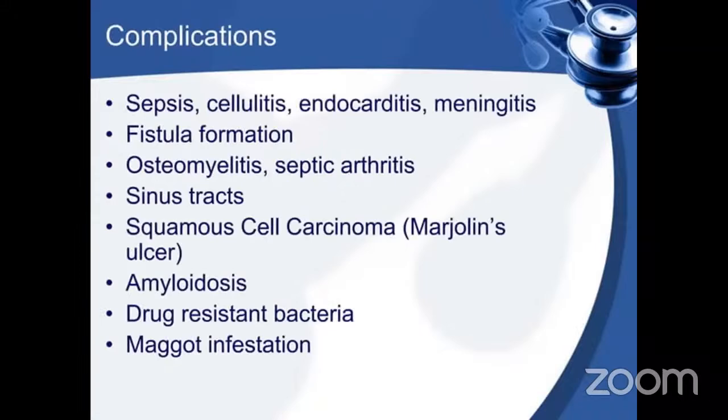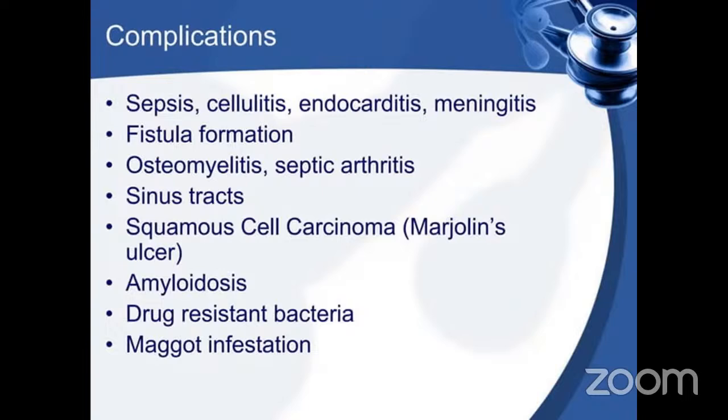Complications of the pressure ulcers are sepsis, cellulitis, endocarditis, meningitis, because these are the foci from where the infection can travel to the heart, to the brain, to the meninges, fistula formation, osteomyelitis, inflammation or infection of the bony parenchyma, septic arthritis, sinus tracts, squamous cell carcinoma. As we discussed, the marginal ulcers, the prolonged skin ulcers can convert into squamous cell if we can't treat them. These are called marginal ulcer, amyloidosis, drug-resistant bacteria, and in the last, maggot infestation, worm infestation occurs in that ulcers.